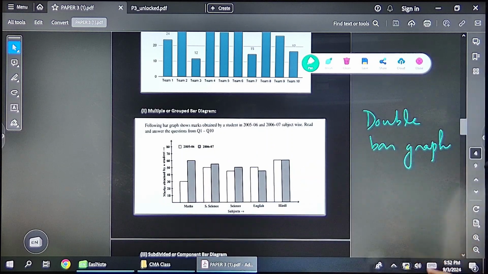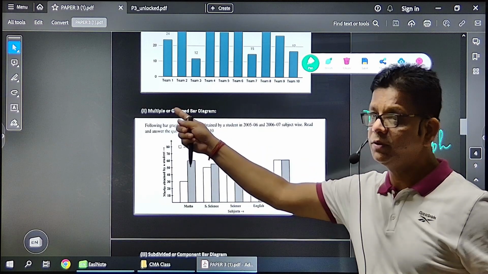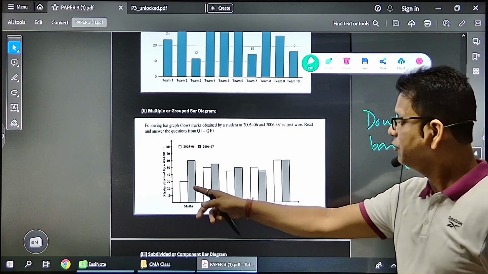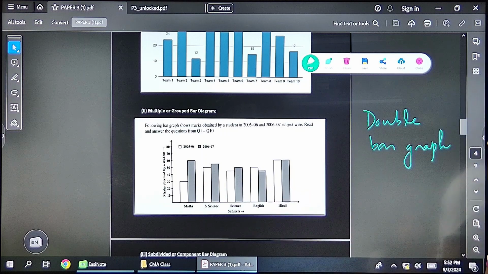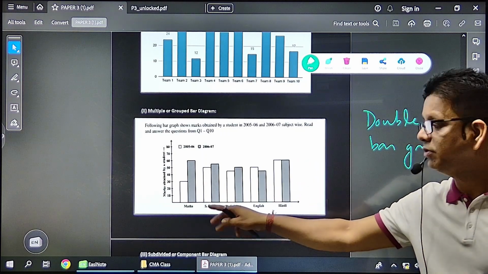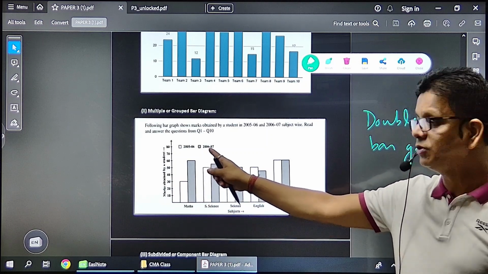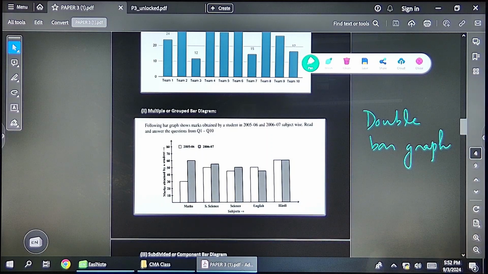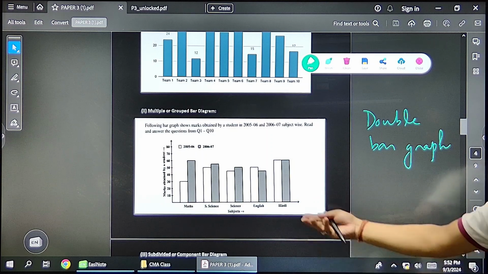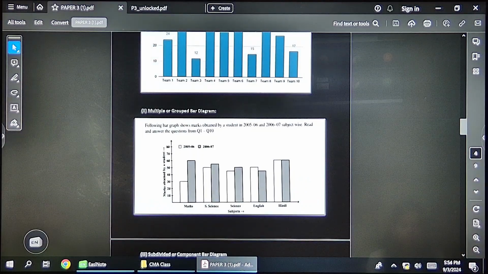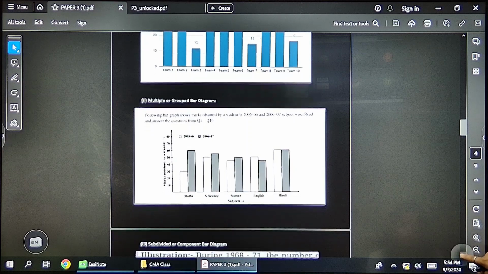Then it will not be double, it will be a triple bar graph. So even if we have multiple, more than 2, 3. The benefit of drawing bar graphs like this is that we can compare very easily. Suppose I ask you now, in which year was the student's performance better in maths? That's 2006-07. So comparison can take place easily. In which year did the student perform the same, in which subject? Hindi. So comparison becomes easier when you draw multiple bar graphs. Done? So this is the multiple or double bar graph. So you know this, right?